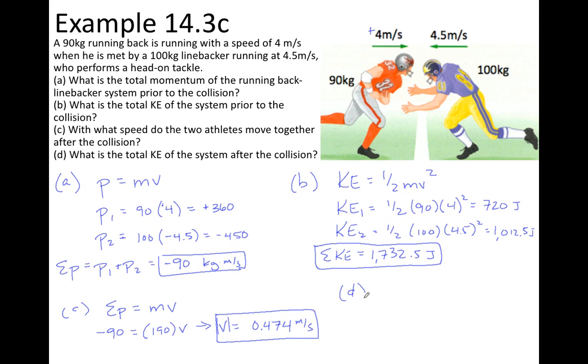And for part D, well, what about the kinetic energy? Well, again, kinetic energy is a half times mass times speed squared. Again, they're moving like a single object with a combined 190 kilograms of mass with a common speed of 0.474 meters per second. So after the collision, we have a kinetic energy of only 21.3 joules of kinetic energy.